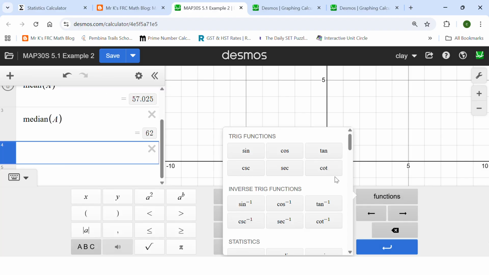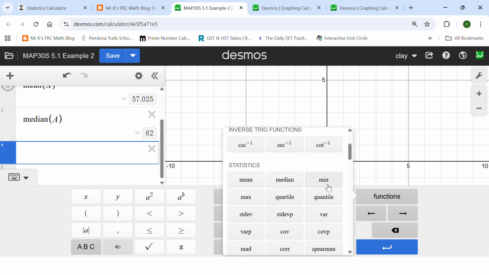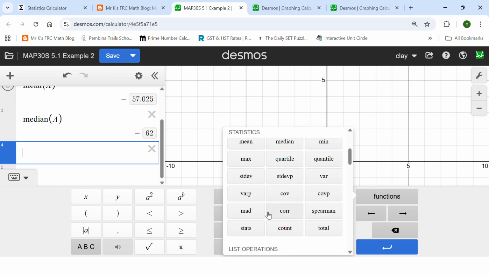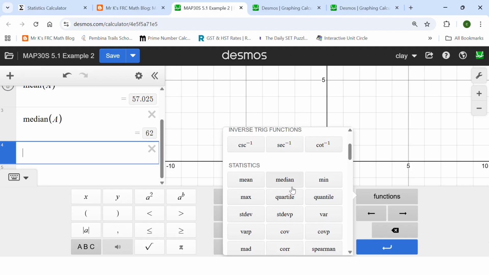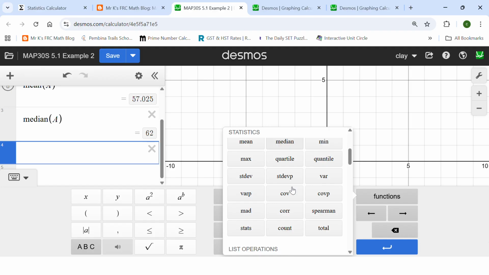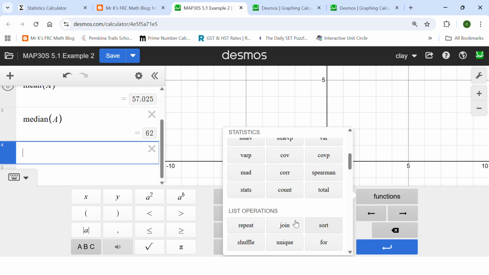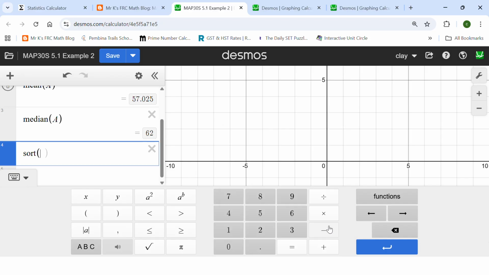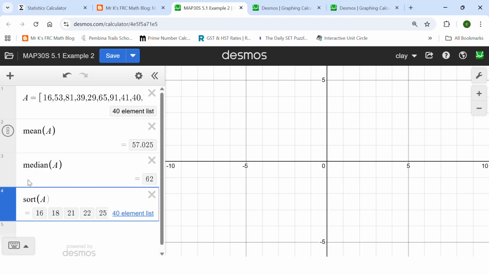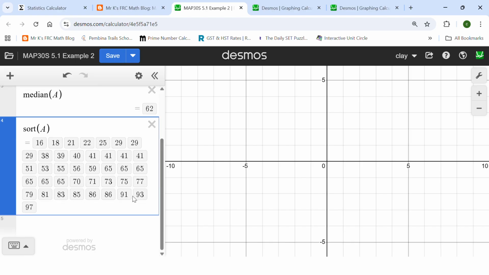Let's go to functions. I don't see a range. No, doesn't have a range. Well, rats. How are we going to find a range? Well, I got an idea for you. You know what we can do with this data? We can sort it. Go under operations and sort data set A, and it'll put it nicely in order for us. And then it's like, yeah, but I can't see them all because there's 40 of them. Just click 40 element list and there it'll put them all.